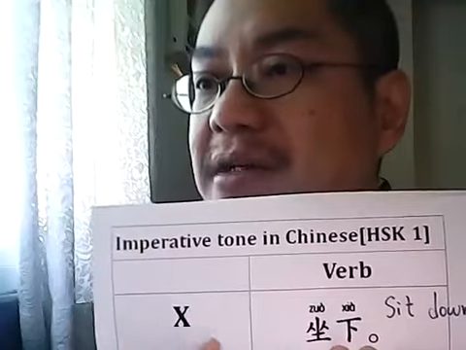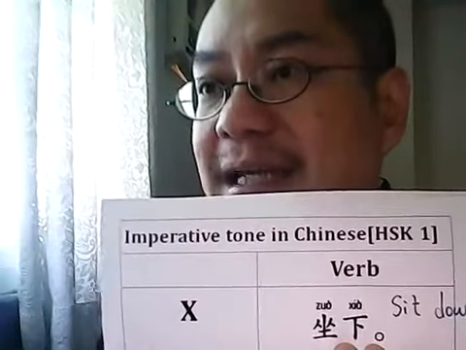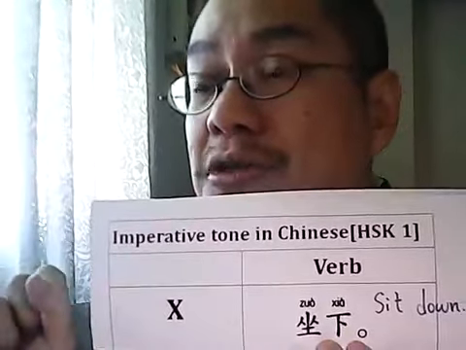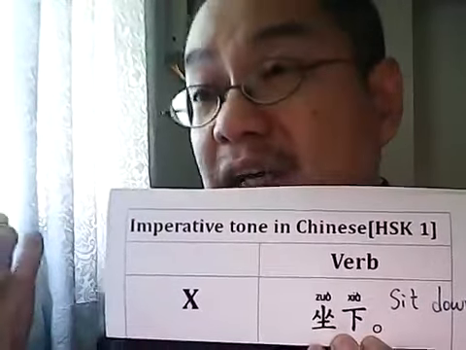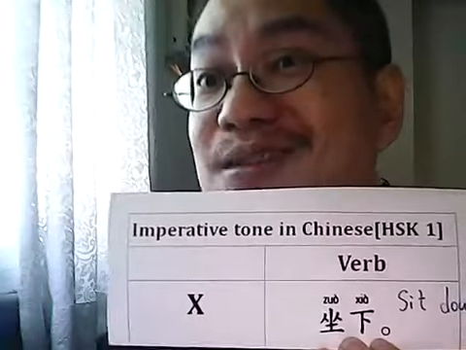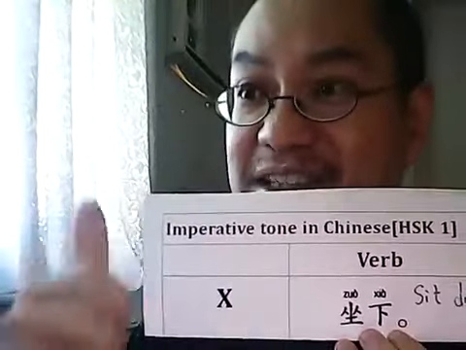So in the imperative tone in Chinese, you can add a 吧 to show your emotion more. And that's a very good way to make you sound more Chinese. Okay, very good question. Thank you.